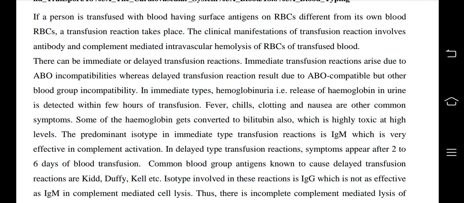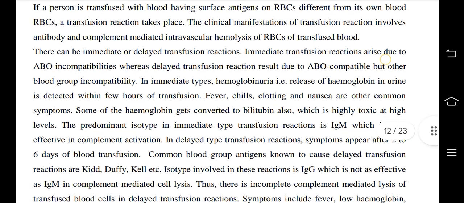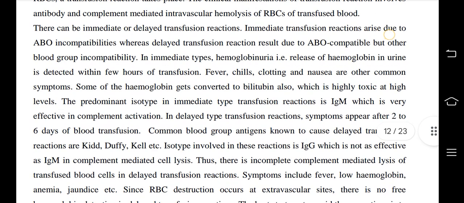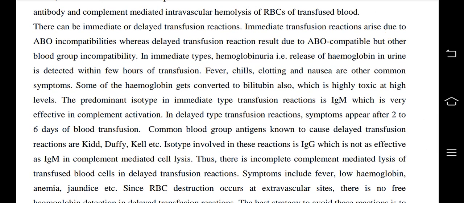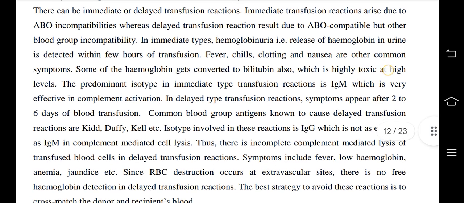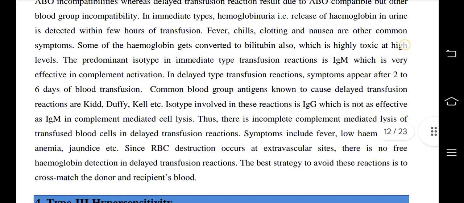In immediate types, hemoglobinuria, release of hemoglobin in urine, is detected within a few hours of transfusion. Fever, chills, bloating and nausea are other common symptoms. Some of the hemoglobin gets converted into bilirubin also, which is highly toxic at high levels. The predominant isotype in immediate type transfusion reactions is IgM, which is very effective in complement activation.